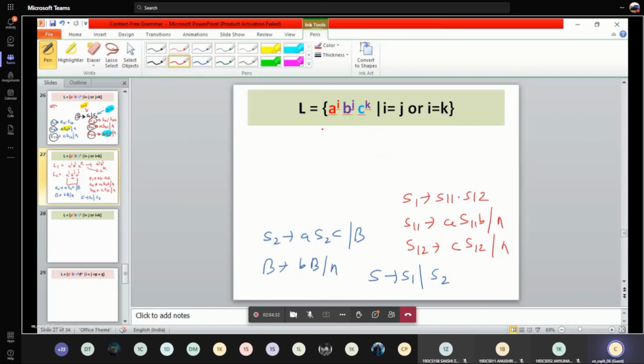From S we have S2. Let us take this A, B, C, C. We are considering I equal to K.